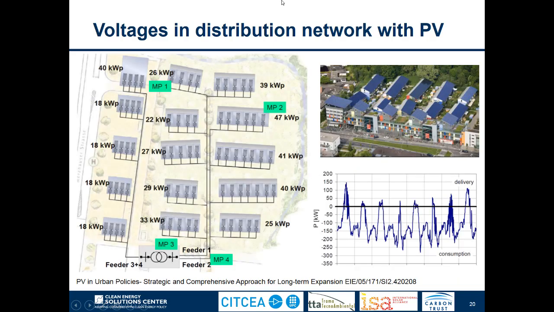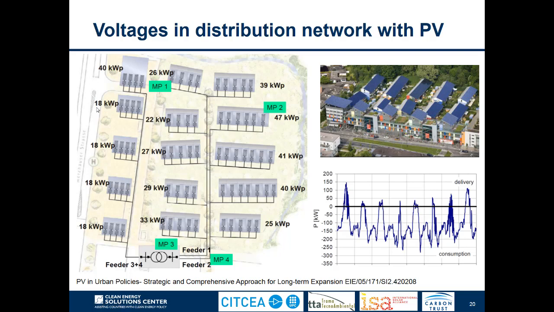Here we see an example of a real project, which has been reported in the reference paper mentioned below. In this case, we see a connection to the network and different feeders connecting a number of different strings of panels. We have 4 different feeders and different measurement points where we are going to show the results later. We see many installations here of different powers, always in the range of tens of kilowatt peak.